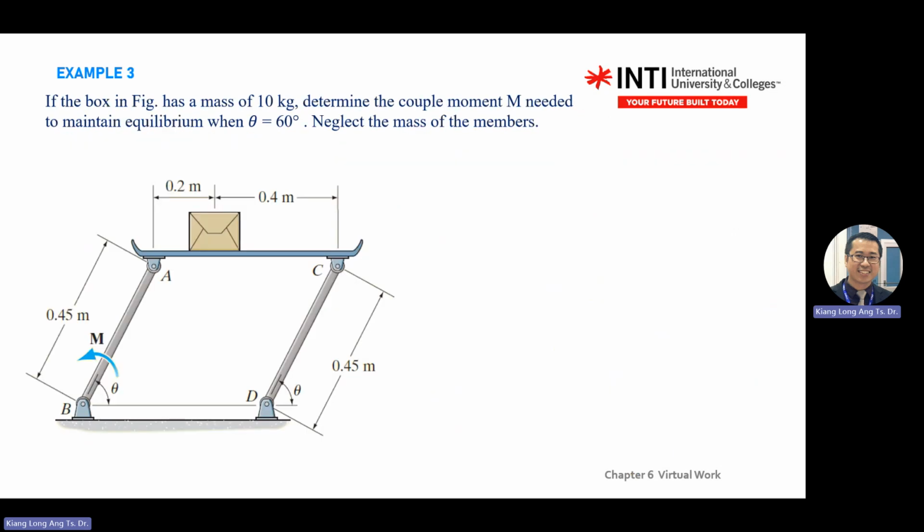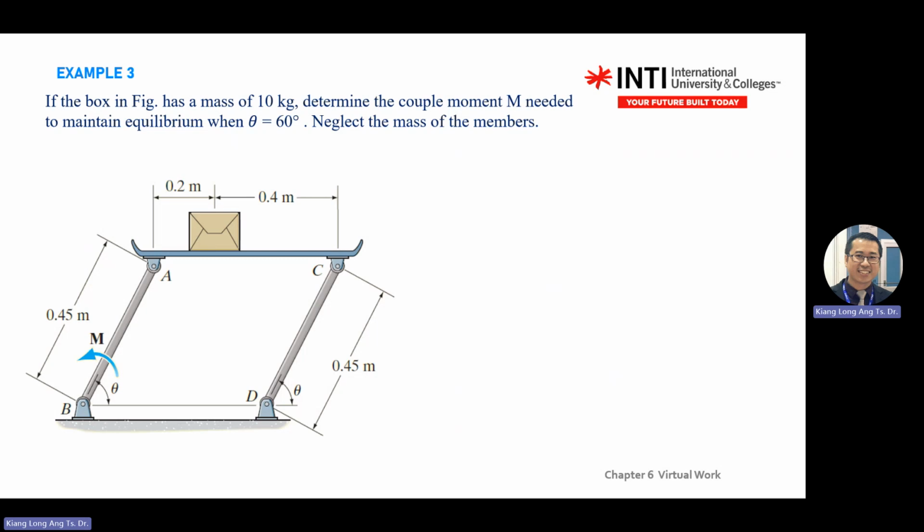Example 3. What is different is that now you have a moment, so remember to add in the moment. How does a moment create work? You multiply by the change of angle. Remember, two things can create work: translation and rotation. Translation is because of the external load or force. A moment creates work when there's a rotation, moment multiplied by the angle. So force and moment both create work.